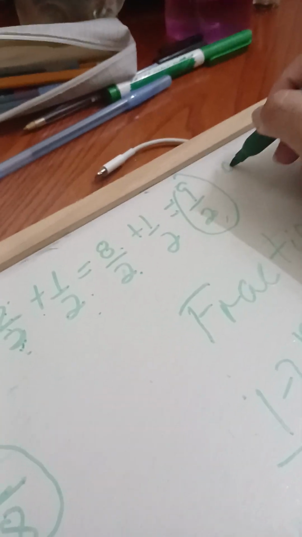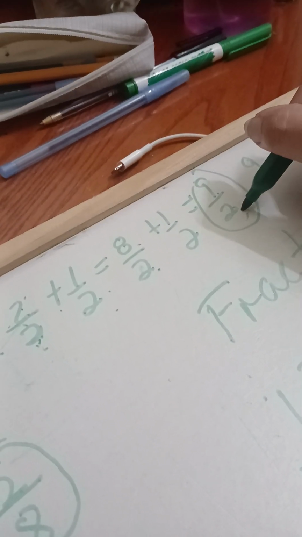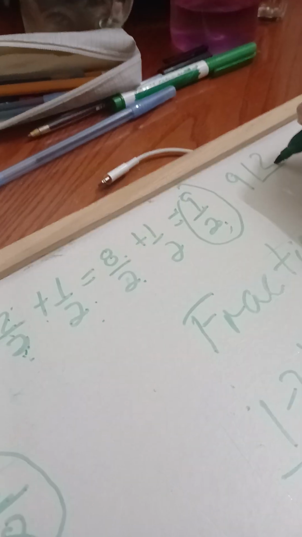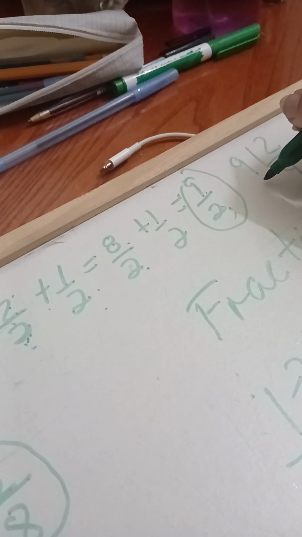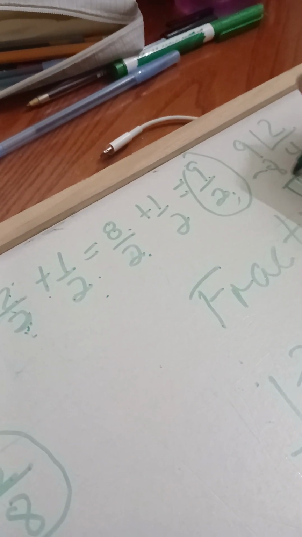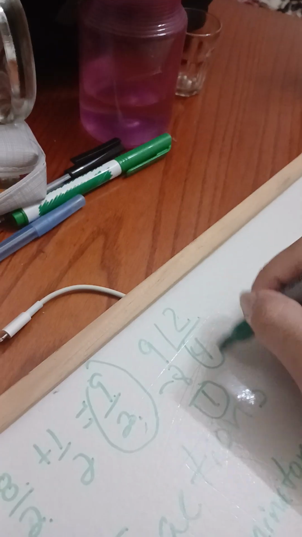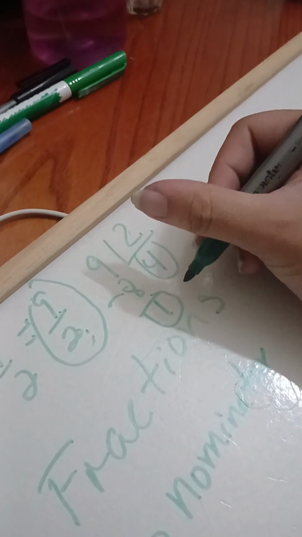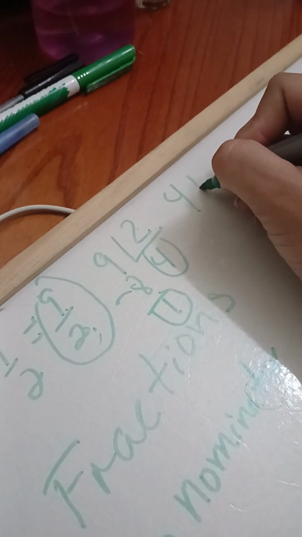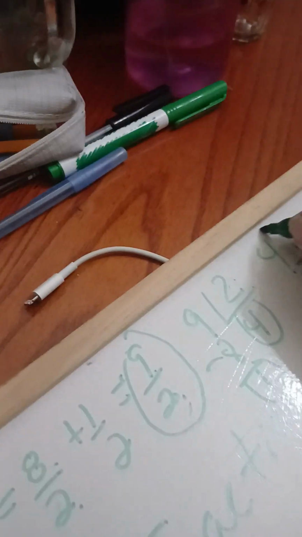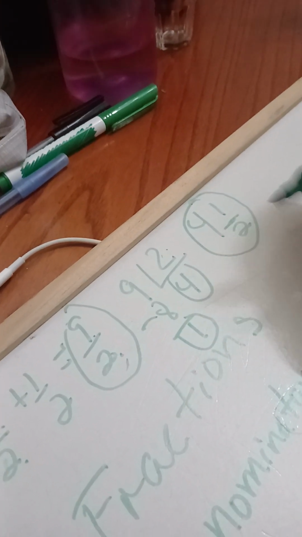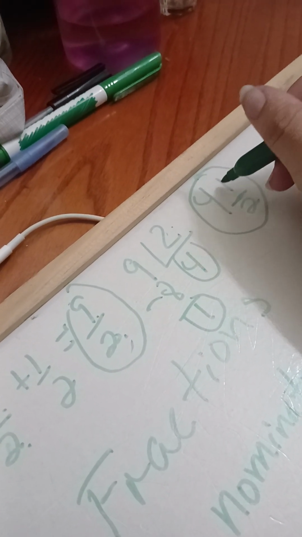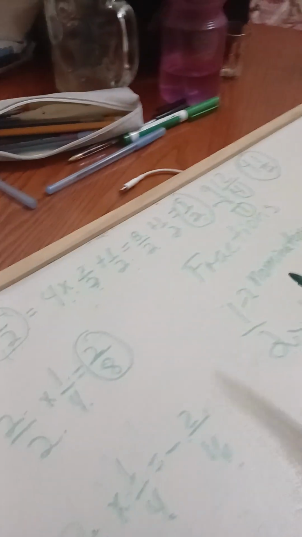So we got 9/2. You have to divide the numerator by the denominator. 9 divided by 2, we have 4, with remainder 1. So 4 is gonna be our complete number, 1 is gonna be our numerator, and 2 is gonna be our denominator. So this is your final answer for this exercise. 4 1/2 is your final answer.